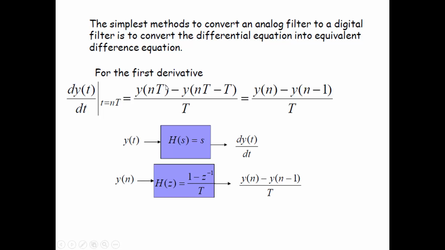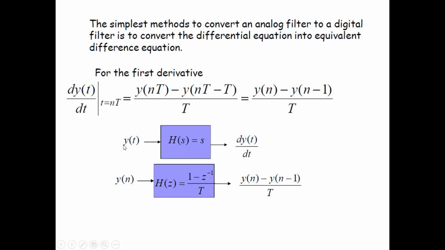And for simplicity, we can avoid writing capital T here, and we can simply write y(n) minus y(n minus 1) divided by T. It doesn't mean that we have taken T out and we have divided the capital T in the numerator with the capital T in the denominator. No, no, it's not like that. Just for simplicity, we can avoid writing capital T, and we can write it simply as y(n minus 1), and this capital T in the denominator stays as it is, right?